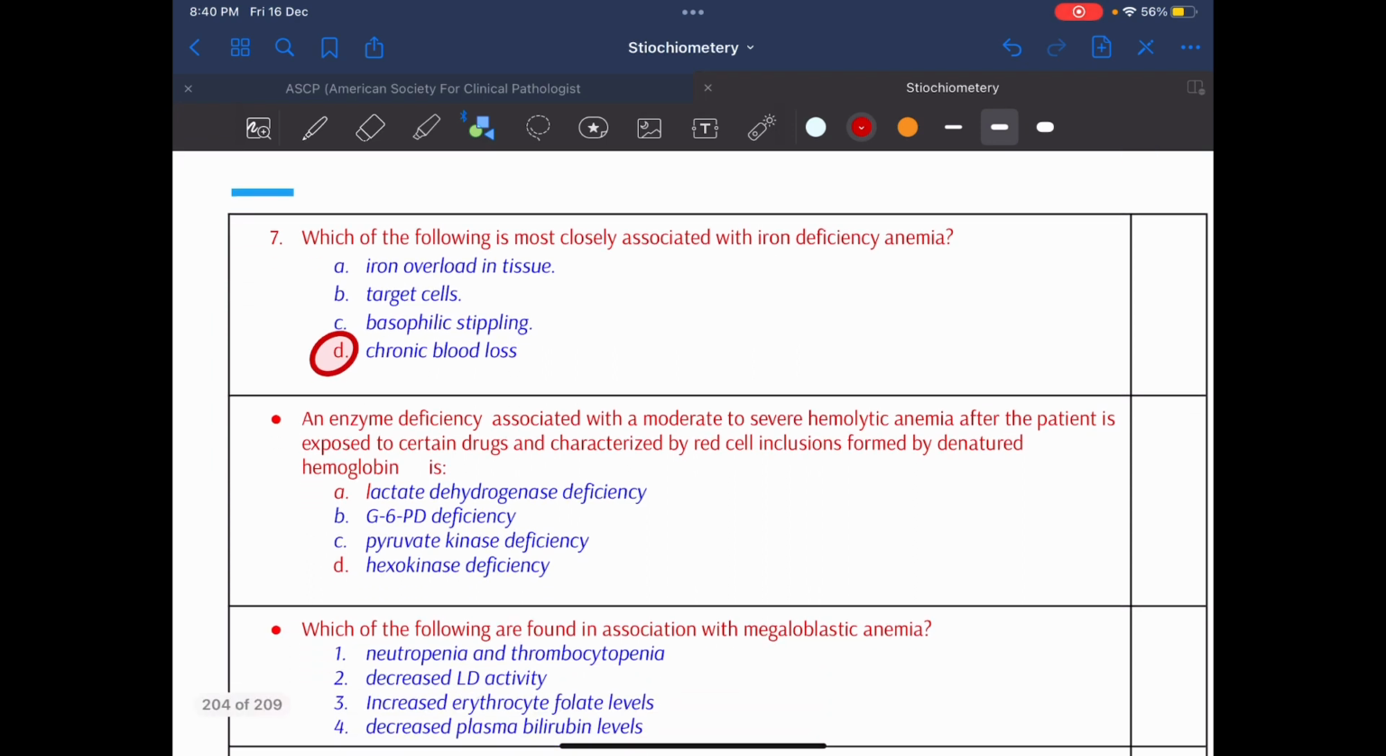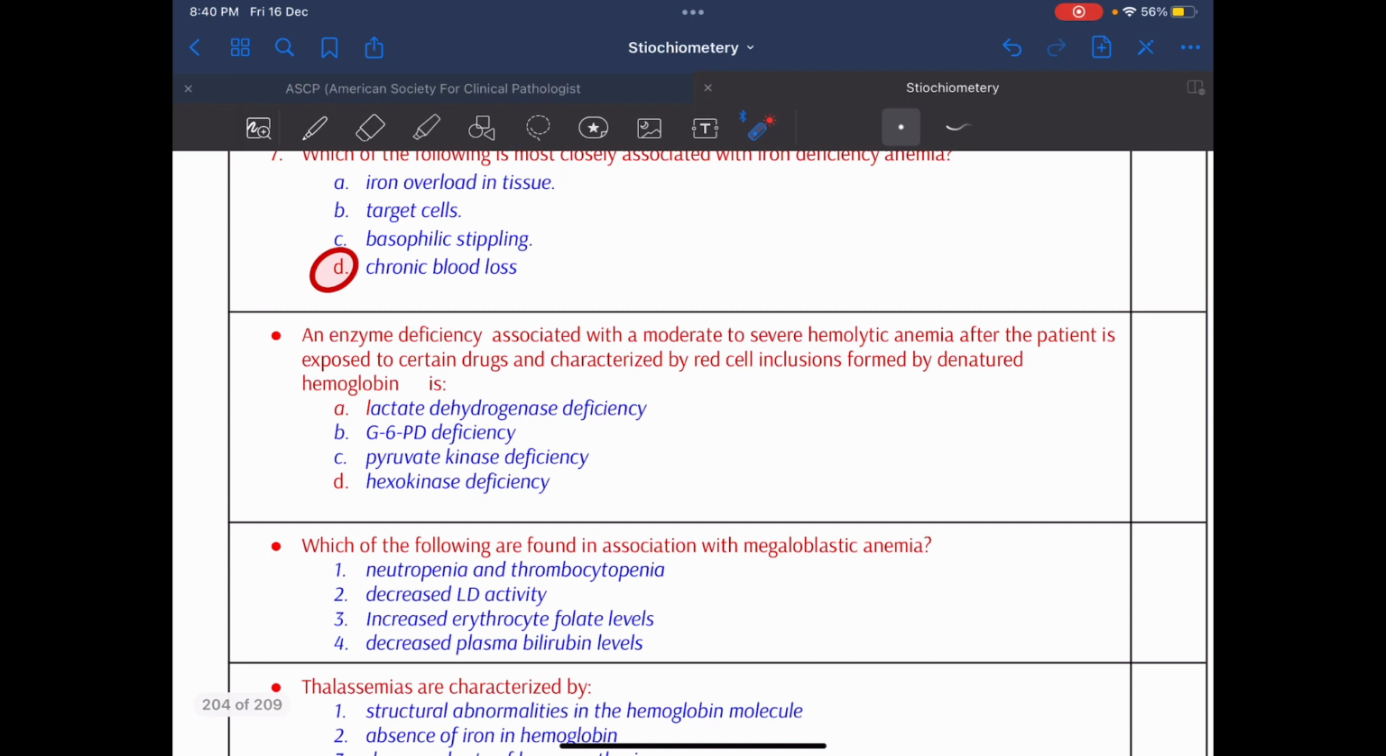Question number 8. An enzyme deficiency associated with a moderate to severe hemolytic anemia after the patient is exposed to a certain drug, and characterized by red cell inclusions formed by denatured hemoglobin, is lactate dehydrogenase deficiency, G6PD deficiency, pyruvate kinase deficiency, hexokinase deficiency. The correct answer is B. Glucose 6-phosphate dehydrogenase deficiency.